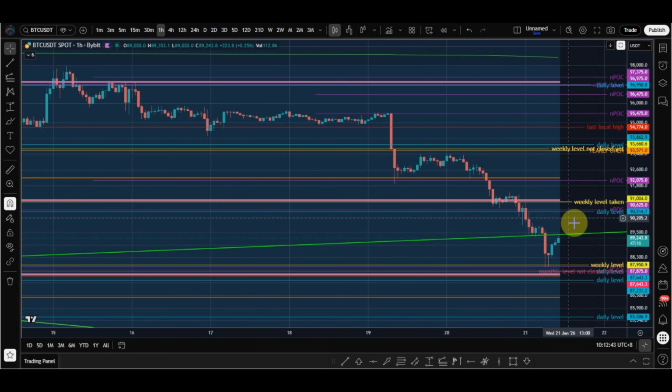However, should price reclaim the trend line, then claim the levels above, in particular the 92,000 level, then this Wyckoff pattern plan will be invalidated and price should move much higher.